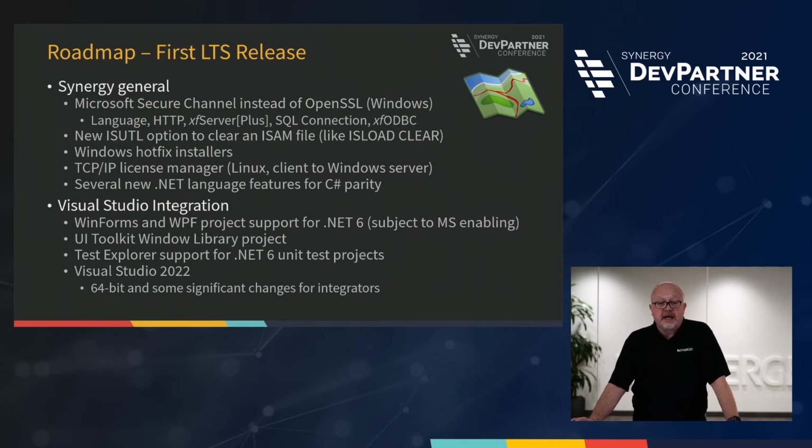In addition, for the first LTS release, Synergy general stuff: we are going to be moving away from OpenSSL on the Windows platform. We're going to be moving to the more native Microsoft Secure Channel, which is part of the Windows operating system. So that will solve an awful lot of deployment problems with OpenSSL for a lot of people on Windows. So that will affect everywhere that does encryption. So the language, HTTP, XF Server Plus, SQL Connection, ODBC, all of those products will use the new Microsoft Secure Channel instead of OpenSSL.